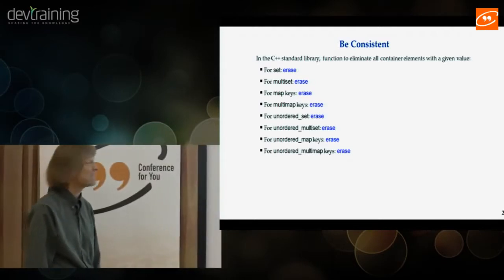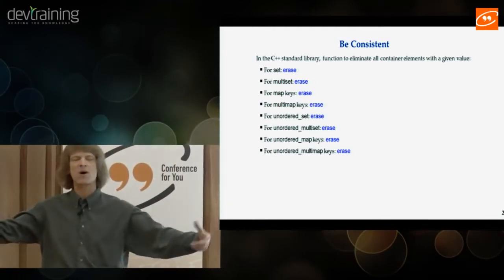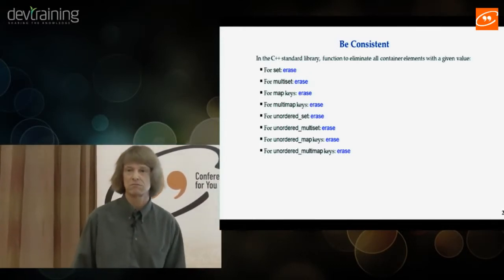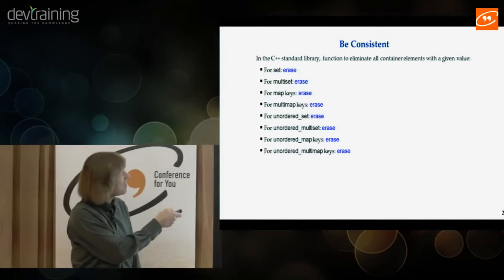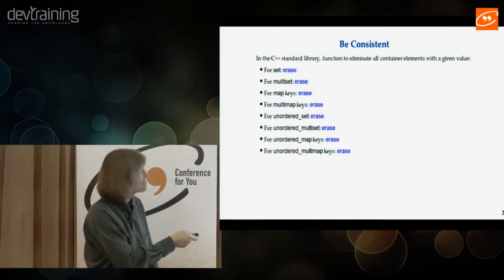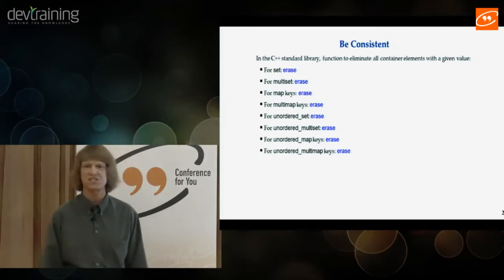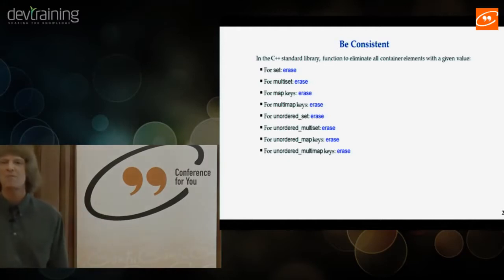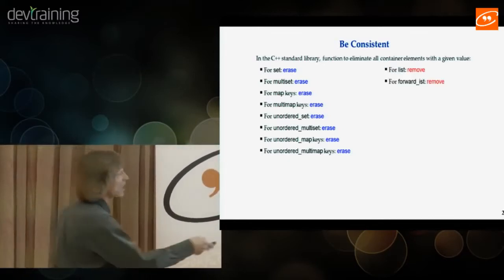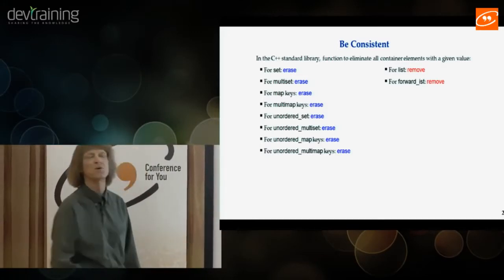This is the C++ standard library. Let's suppose I have a container, and I want to get rid of all the elements with a particular value. If I have a set, I call erase. If I have a multi-set, I call erase. If I have a map, a multi-map, an unordered set, an unordered multi-set, an unordered multi-map, I call erase. It's very consistent. And you know that I would not be showing it to you if this were the end of the story. For list, you call remove. For forward list, that's actually a typo, you also call remove.